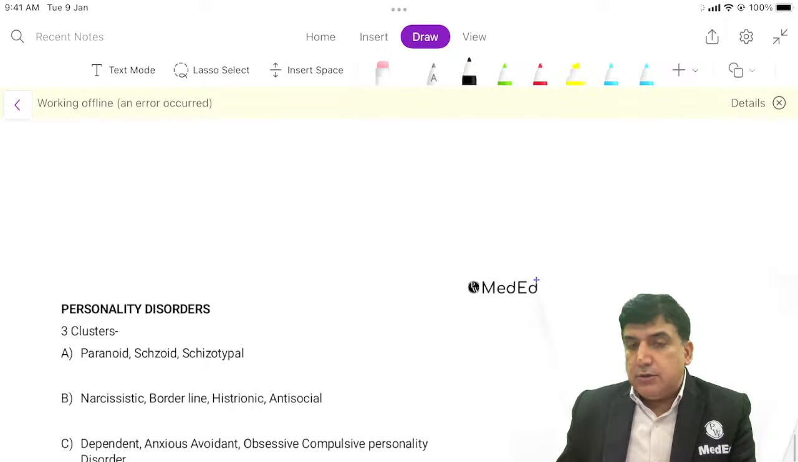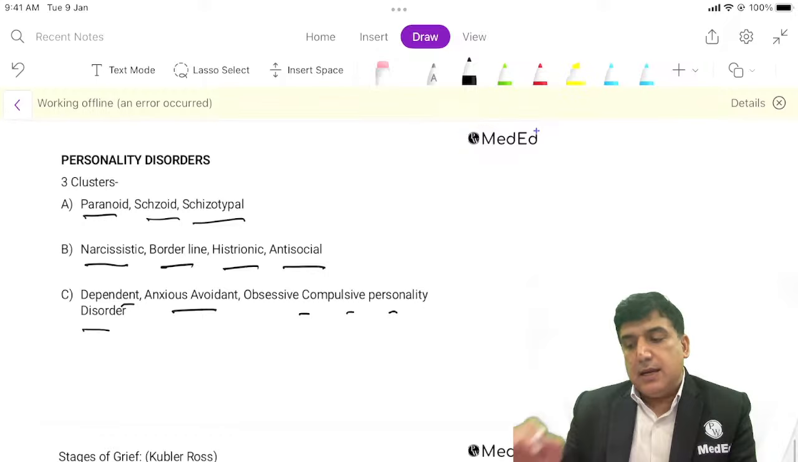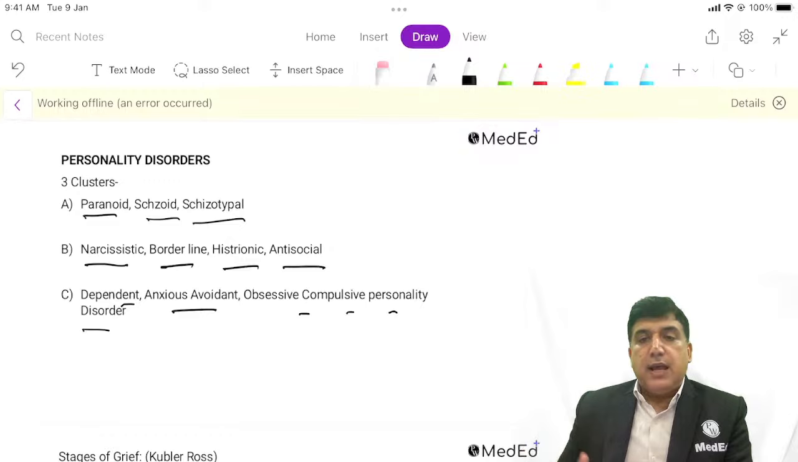Personality disorder. In personality disorder, dear students, we have three clusters. Cluster A: paranoid, schizoid and schizotypal. Cluster B: narcissistic, borderline, histrionic and antisocial. Cluster C is dependent, anxious, avoidant, obsessive compulsive personality disorder. Minor criteria you can remember. Sometimes they even ask cluster A, cluster B and cluster C.